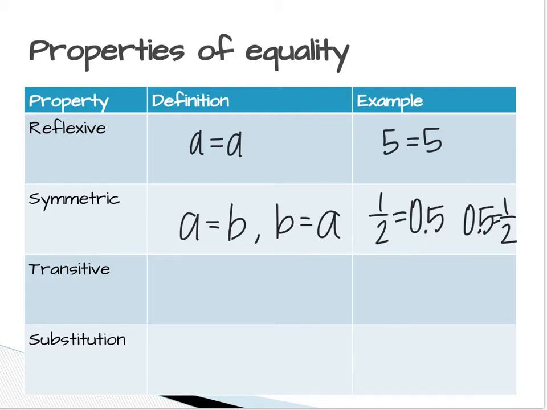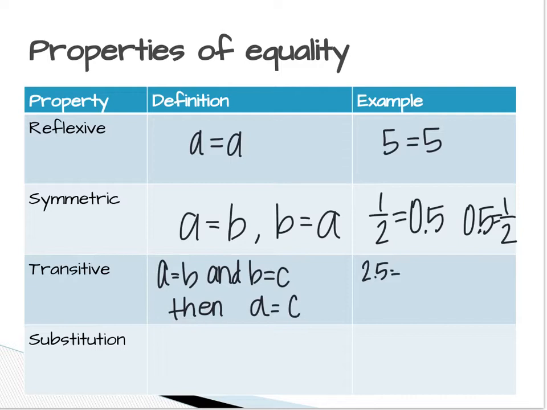Then we have the transitive property. It says that if A is B and B is C, then A should be equal to C. So if 2.5 is equal to 2.5 and 2.5 is equal to 5/2, then 2.5 is equal to 5/2. Transitive is when you cut out the middleman.